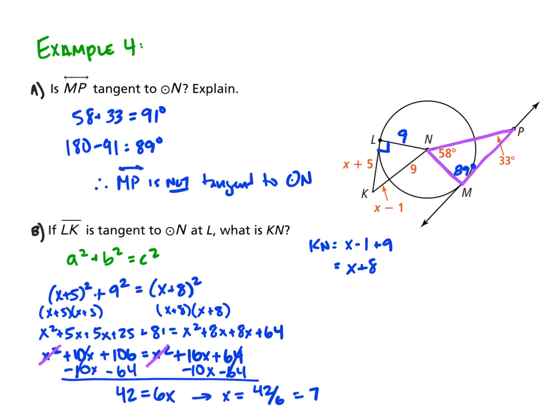And we haven't answered our question yet, right? Because it asks not what x is equal to, but what is the length of KN. We already said that KN is x plus 8. So now we can say that KN is now 7 plus 8, which is 15.